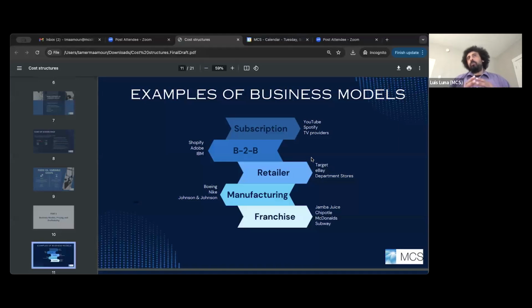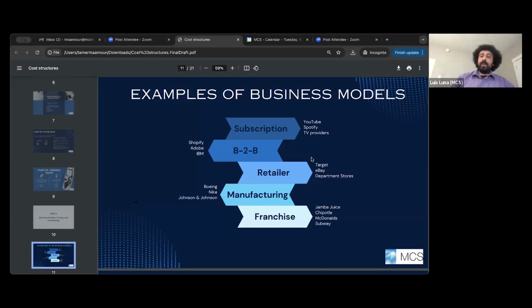B2B, you sell from one business to another. So you're serving the needs of another business or another industry. And Adobe, Shopify, and IBM are examples of that. Because, for example, with Shopify, they'll provide a platform for e-commerce sellers to sell. So they're helping business owners sell their products online.